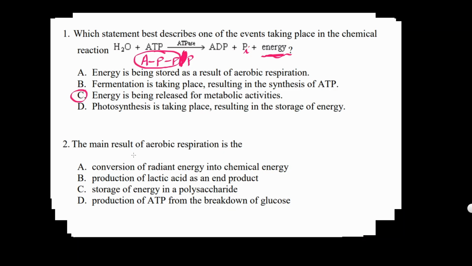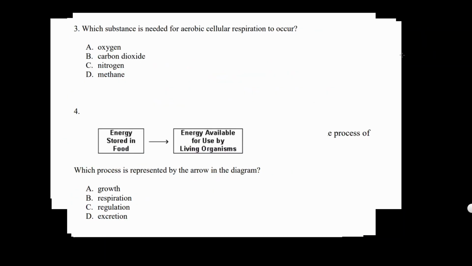Let's look at number two. The main result of aerobic respiration is, okay, why are we doing cellular respiration? Well, to extract energy or ATP out of glucose. So we need to make a whole bunch of ATPs from glucose. So it must be D. Let's move on to number three now. It says, which substance is needed for aerobic cellular respiration to occur? Well, aerobic means with air, or in this case, oxygen. So number three must be A.